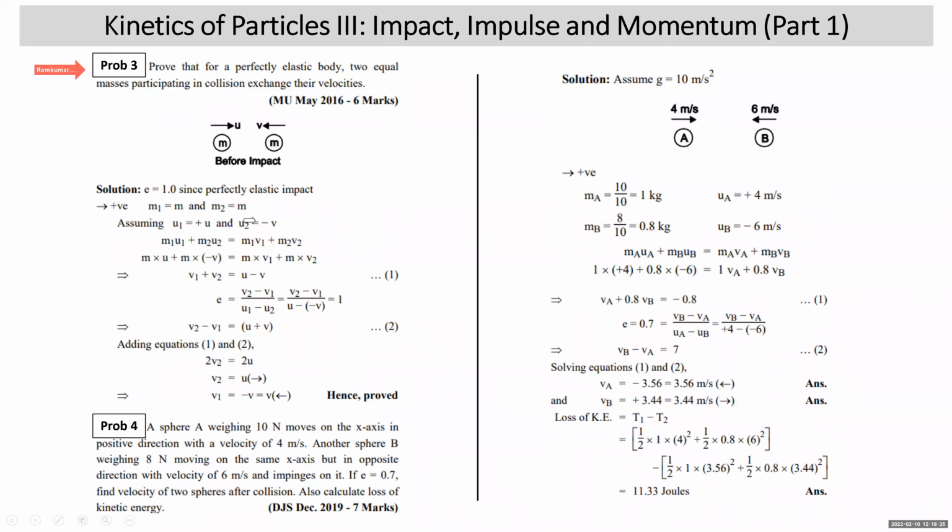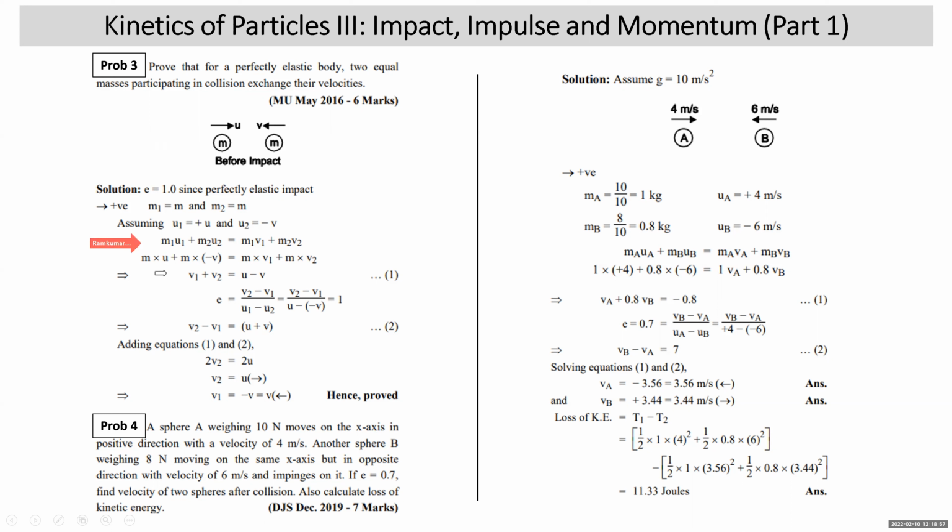Third sum. Prove that for a perfectly elastic impact, meaning E is equal to 1, two equal masses participating in the collision exchange their velocities. So I have drawn a diagram before impact. Both the bodies have the same mass m and m. This is moving to the right with velocity u. This is moving to the left with velocity v. E is 1 since perfectly elastic. Now m1 and m2 are m. U1 is plus u and u2 is minus v.